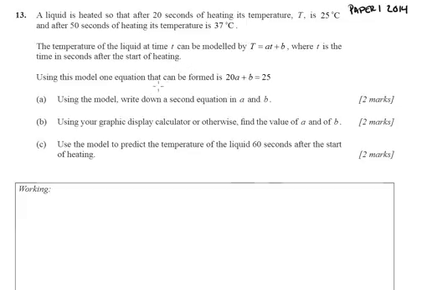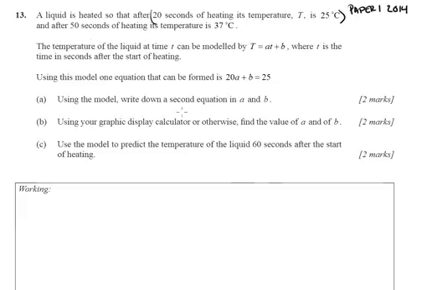Using this model, one equation that can be formed is 20A plus B equals 25. So that's from these two numbers here, right? Oh, oops, that's not right. Look, it's these two numbers here, right? Here's our 20 seconds and our 25 degrees Celsius.